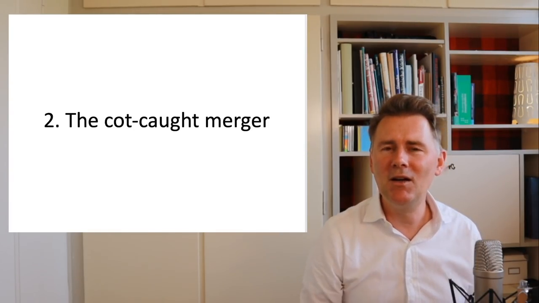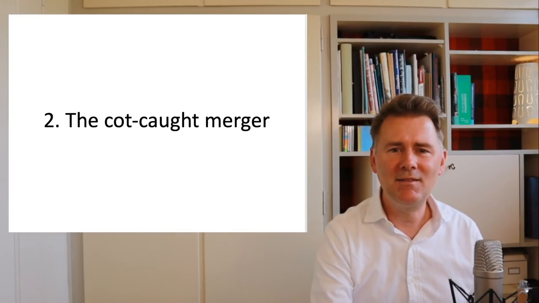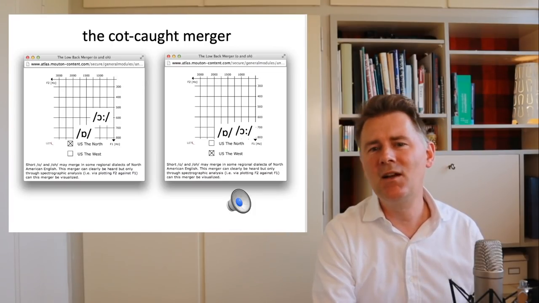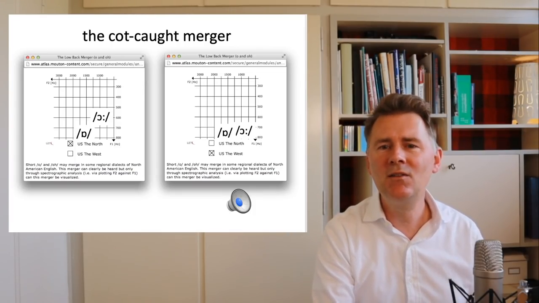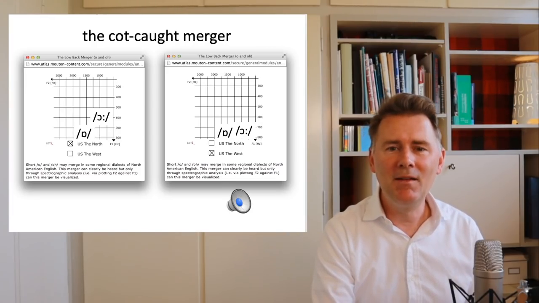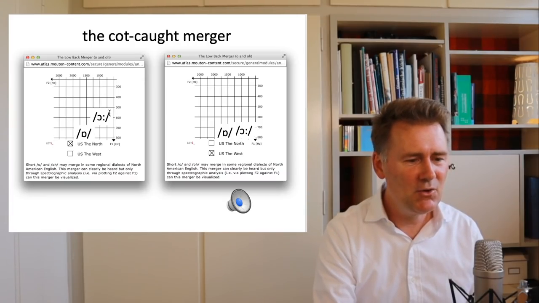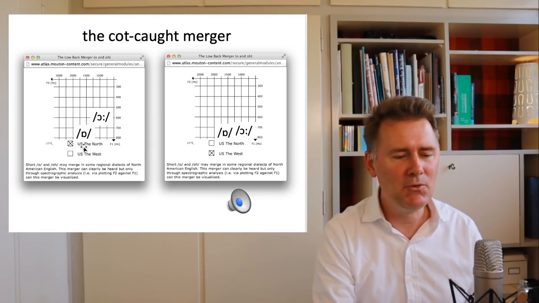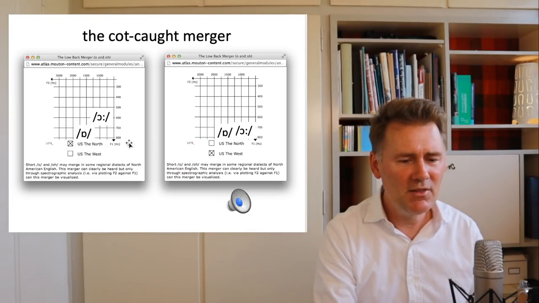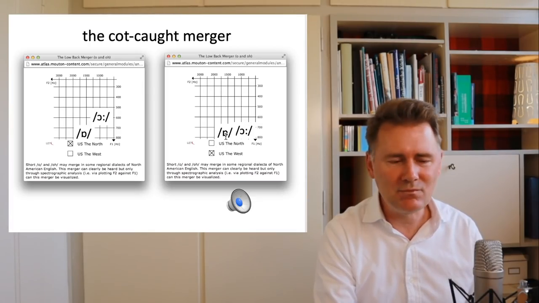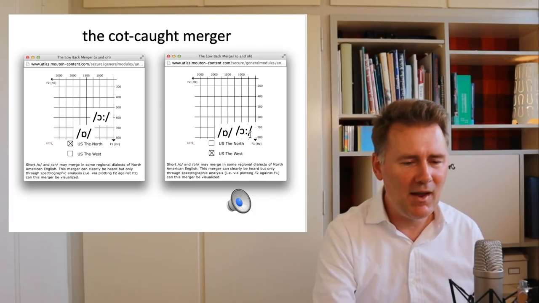This is a merger between a low back vowel and a low center vowel. The low back vowel is the kind of sound that you would hear in the words caught, law, dawn, or bought. And then there is a low center vowel that you have in hot, not, or what. Okay, so this is a scenario where these two are not merged. So in the inland north of the US, the cot-caught merger is not there. And in the west, we have a lowering of the low back vowel, and so the two are pronounced as the same.